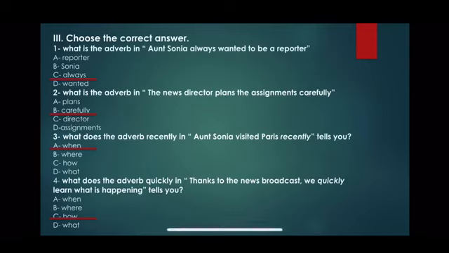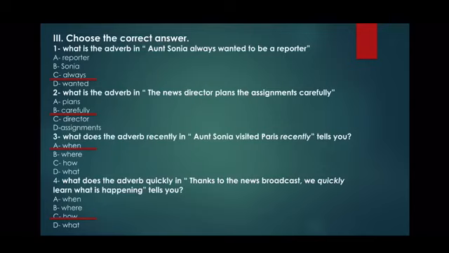Okay, you're going to have a question also. Choose the correct answer. What is the adverb in the sentence, Aunt Sonia always wanted to be a reporter? The adverb obviously is always. Aunt Sonia, the adverb here, always. The second one, what is the adverb in the news director plans the assignments carefully? Of course it is carefully, and it tells you how. How does the news director plan the assignment? Carefully.